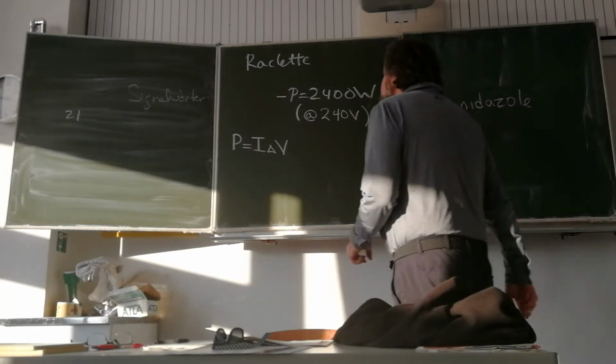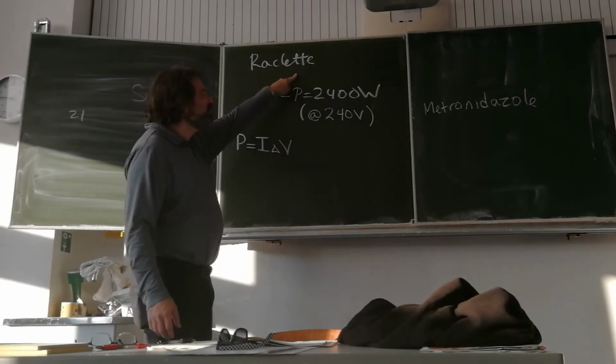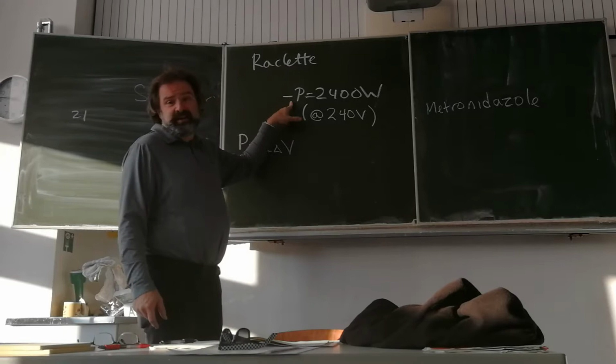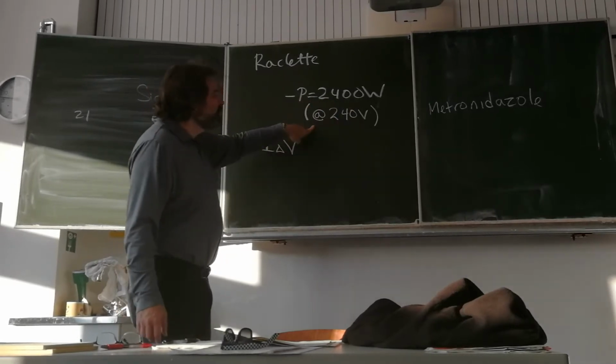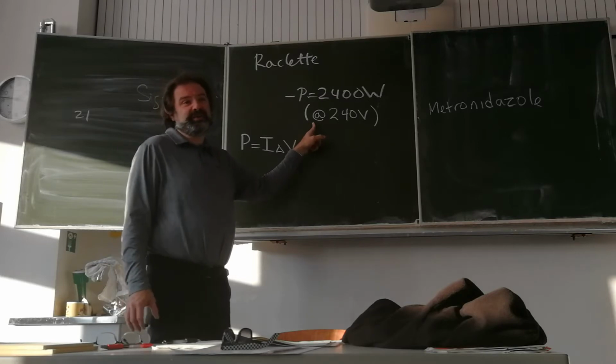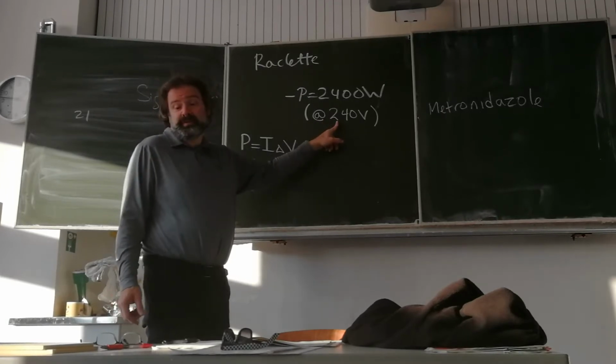Okay, so we're talking about a raclette set here in Berlin, and we looked at the setting on the back of it. It says 2,400 watts, but we realized you have to plug it in Germany to make it work, because they're assuming, which is a good assumption if you buy a raclette set in Germany, that you're going to use it in Germany. That's at 240 volts.